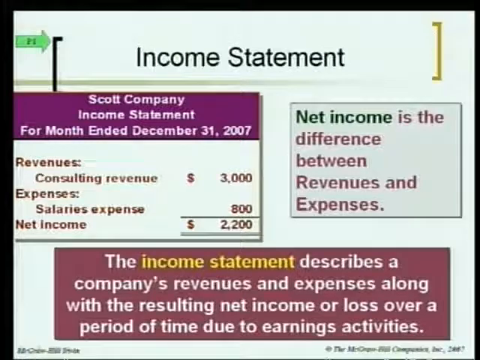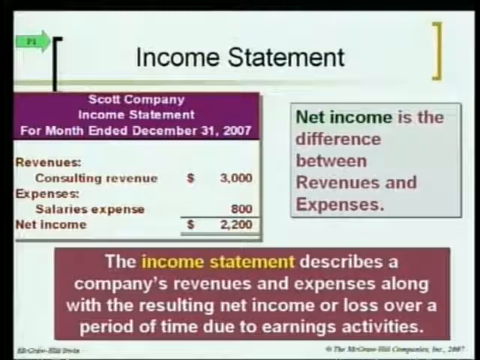Now the income statement is shown above, and it is sometimes called the P&L, which stands for the profit and loss statement. Net income is the difference between revenues and expenses, and hopefully revenues are greater than expenses. It shows the company's revenues and expenses and the resulting net income or loss for a period of time due to the activities that you had in that time period, okay? This is obviously a very simple example. They had revenues at $3,000, expenses at $800, and net income of $2,200.